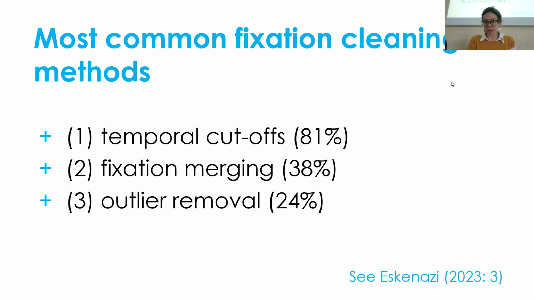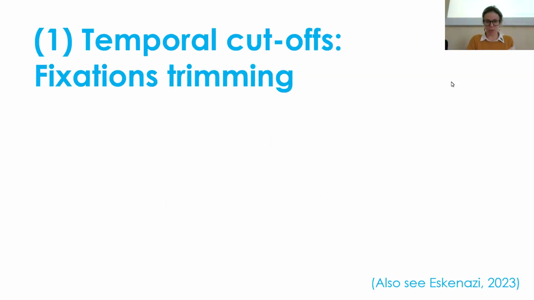Now, this researcher, Eskenazi, recently published a review where he looked at 192 papers, quite a substantial amount, published over the course of 5 years, 2018 to 2022, so recent. And he found, and this is where the percentages come from, that 81%, so the vast majority of papers, used temporal cutoffs, right? So we'll see each of these in turn.